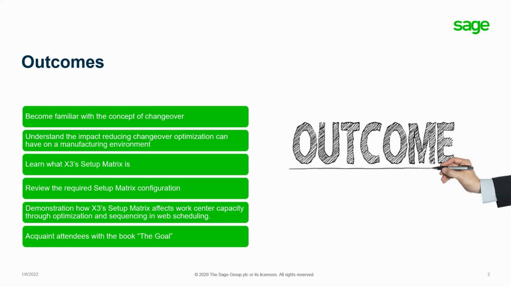In today's session, I hope to achieve several outcomes. I want to review the concepts of changeover and optimization and the impact they can have on your manufacturing environment. I want to introduce you to X3's new setup matrix and review the configuration necessary to enable the setup matrix functionality. I want to show you how the setup matrix configuration translates into the grouping and optimization available within web scheduling, and how that can affect your manufacturing efficiency, capacity utilization, and throughput. Finally, I want to introduce you to the book, The Goal, which outlines the theory of constraints and delves deeper into the concepts we discussed today.